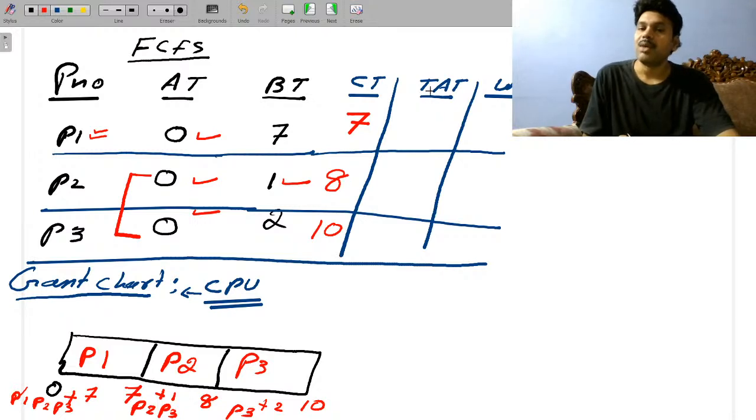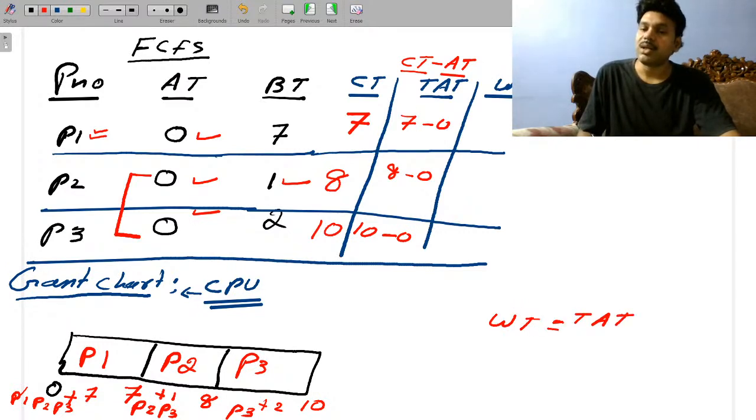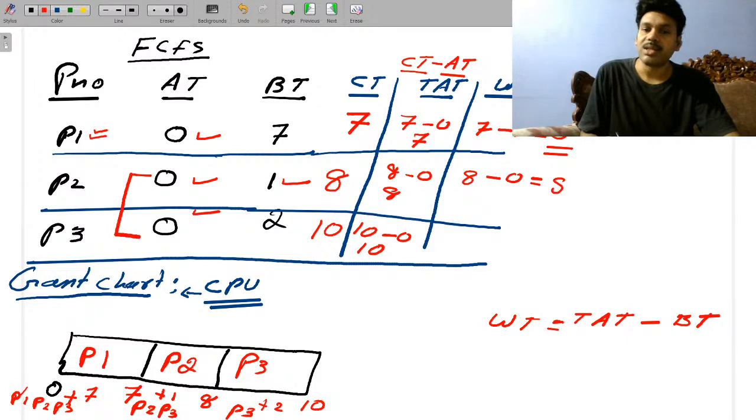This is your completion time. What is the turnaround time? We know the turnaround time concept: ending point minus starting point. So it is 7 minus 0, 8 minus 0, and 10 minus 0. What is your waiting time? During this time, the process may be busy with the CPU or it may be waiting. So waiting time is nothing but the total time taken minus your burst time. For P1, 7 minus 7: P1 did not wait at all because as soon as it came, it was assigned to the CPU. Therefore waiting time is 0. For P2, it is 8 minus 0, that is 8, minus 1.